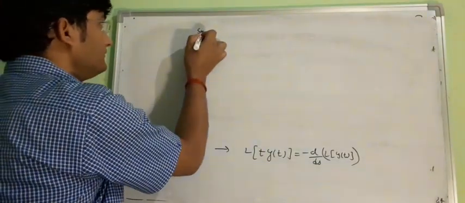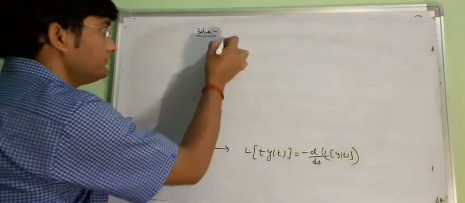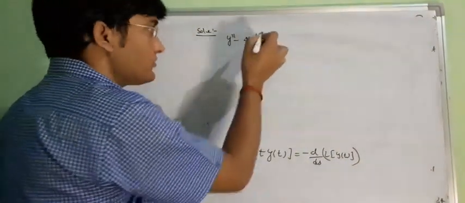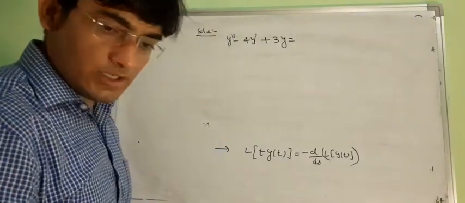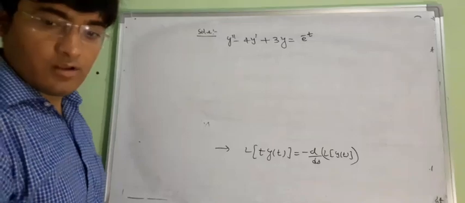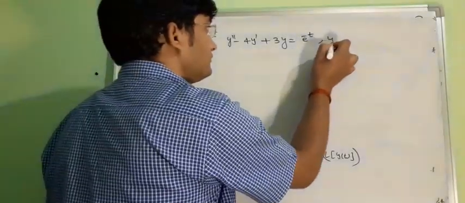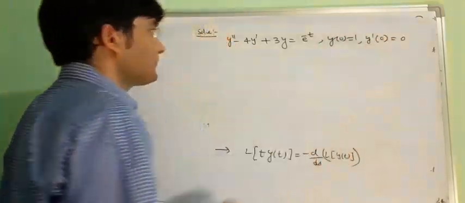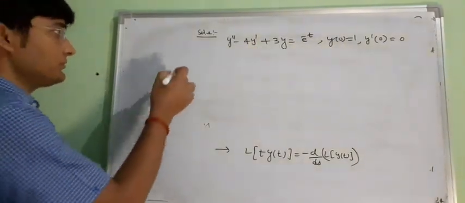Solve. We have the question y double dash minus 4y dash plus 3y equal to e to the power minus t, where our y(0) is 1 and y dash 0 is 0. Now we have to solve this question using the Laplace transformation.